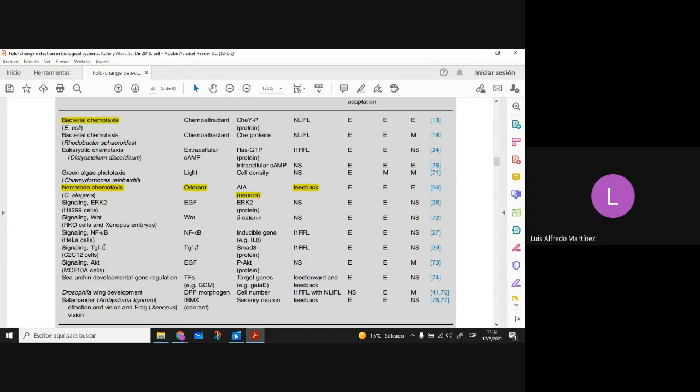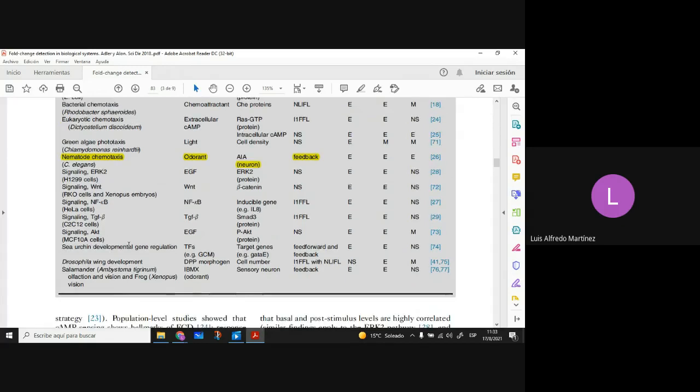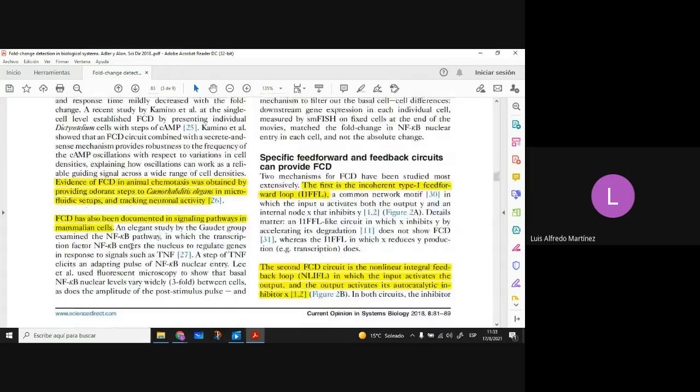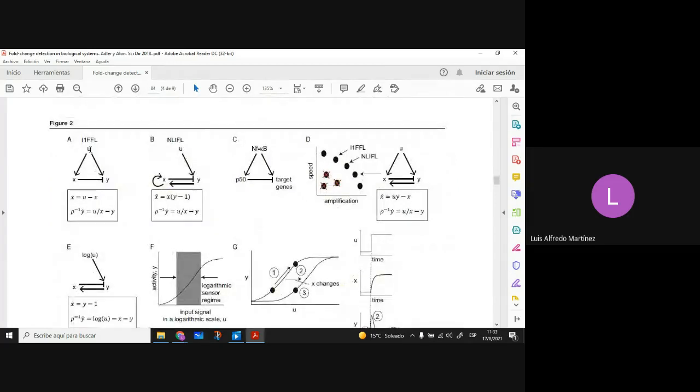Finally, there are two types of FCD dynamics. In these figures I show A and B, the incoherent dynamic and nonlinear dynamics. Both are described by ordinary differential equations, and in this case, the nonlinear approach, the nonlinear differential equation.